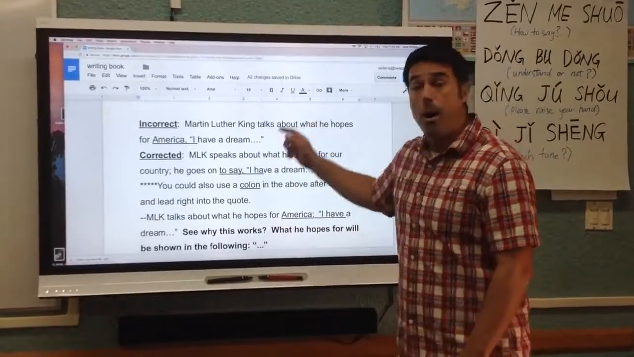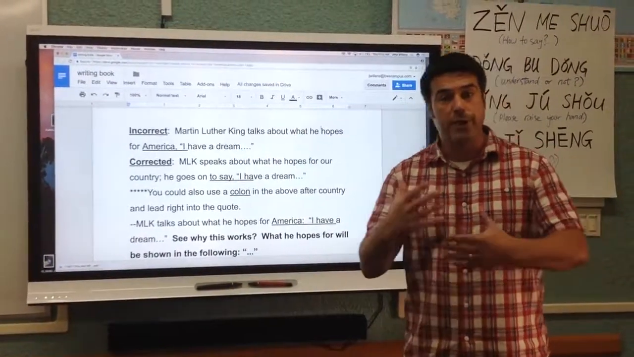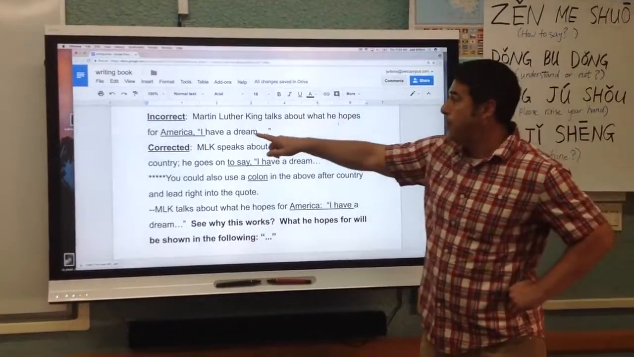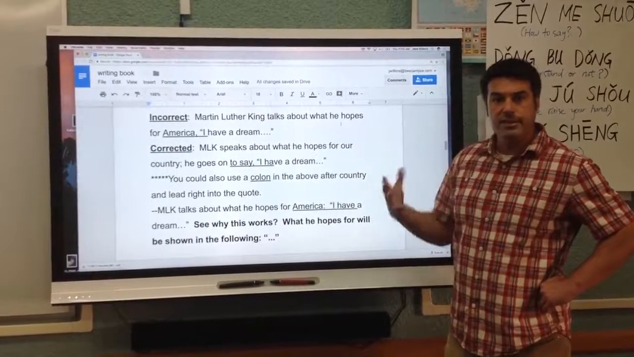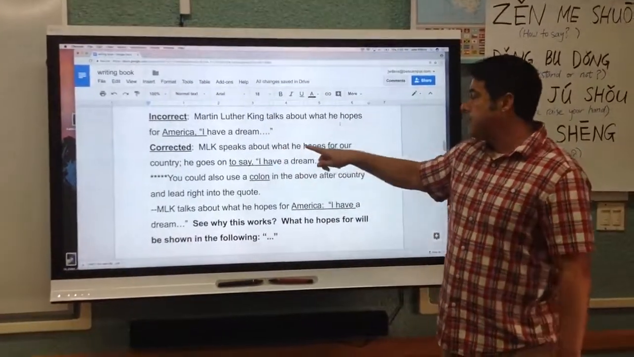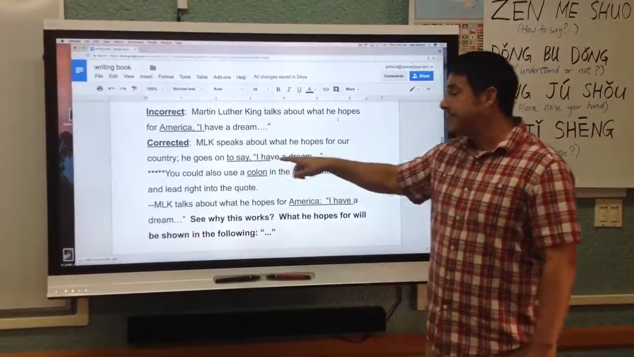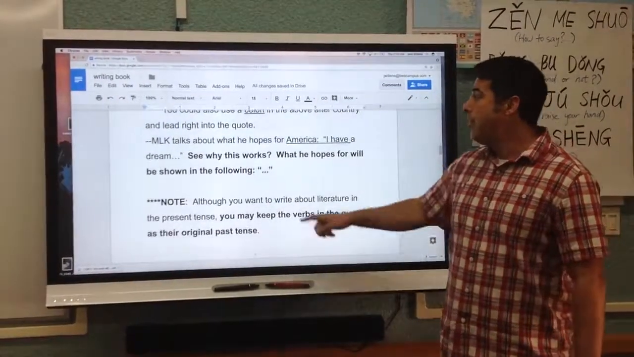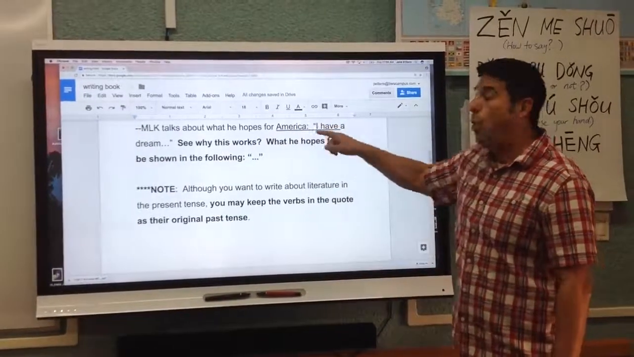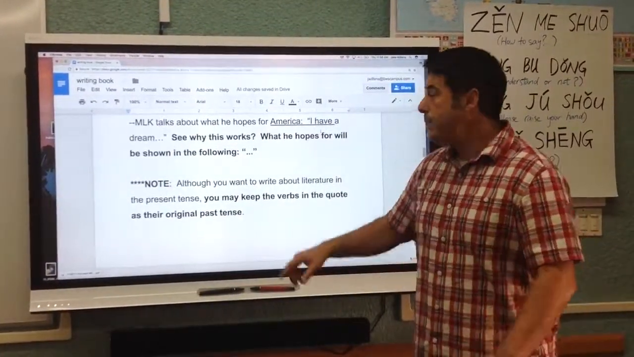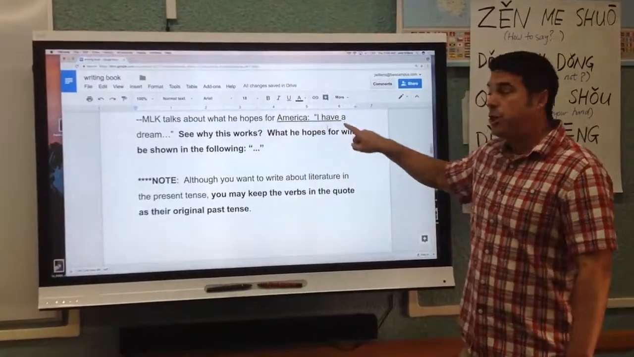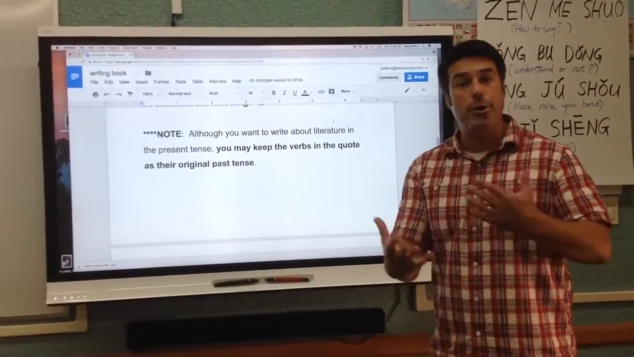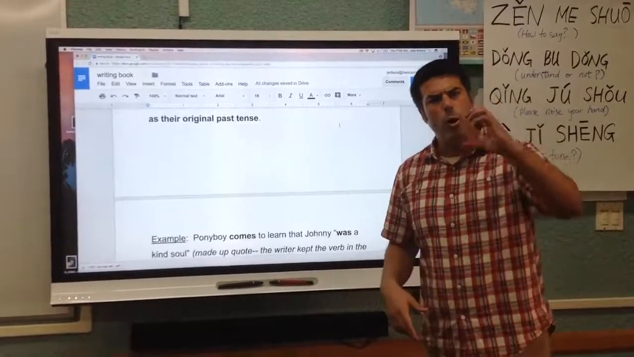Similarly, you don't need a comma before every quote, only if the comma actually belongs there. "If MLK talks about what he hopes for America, 'I have a dream.'" That doesn't flow. "MLK speaks about what he hopes for America. He goes on to say, 'I have a dream.'" Now we have a fluid sentence. "MLK talks about what he hopes for America," colon. Remember the colon. It means what I just said will be shown in the following passage. It's a really handy way to vary your integration. You don't want to do it always in the same way.